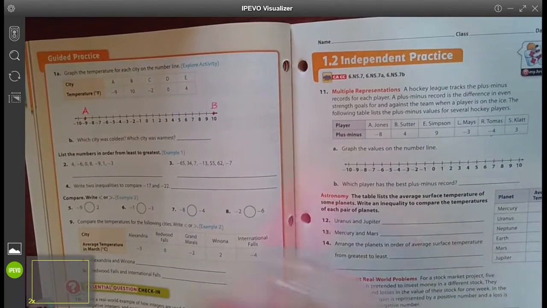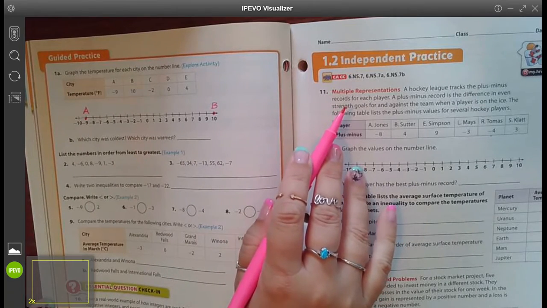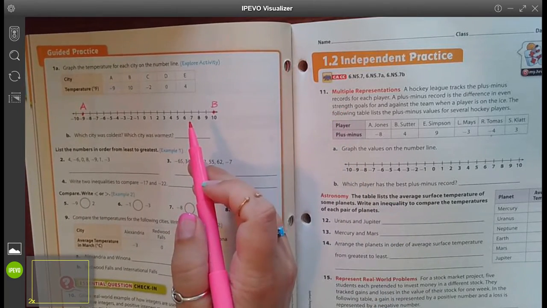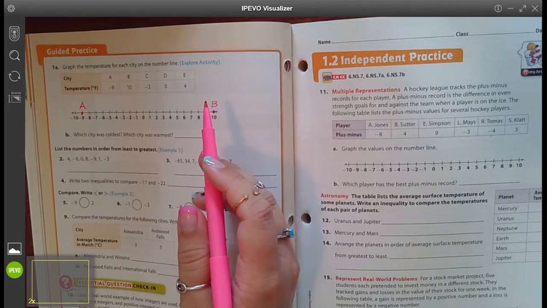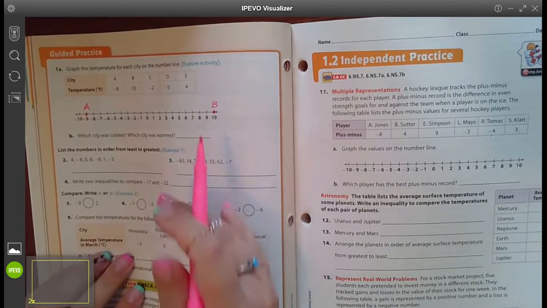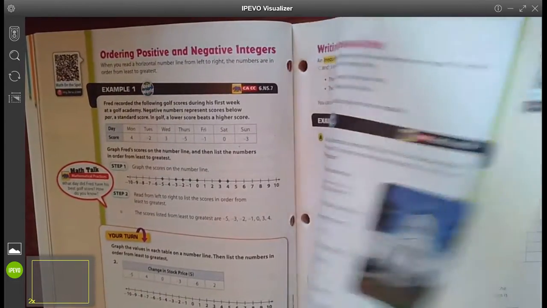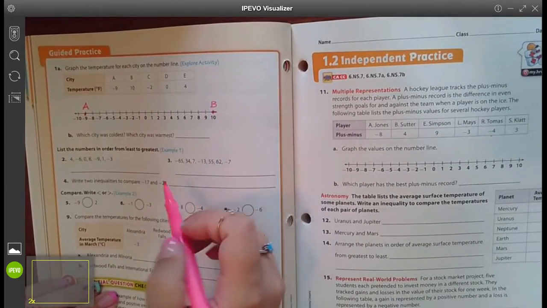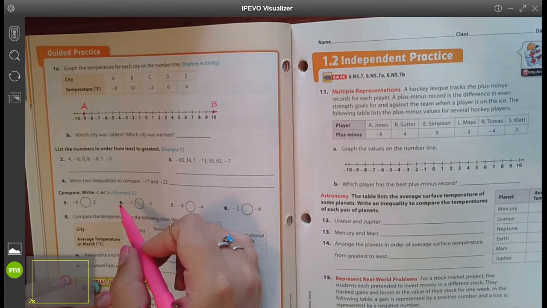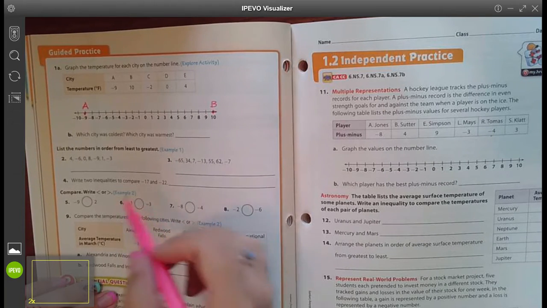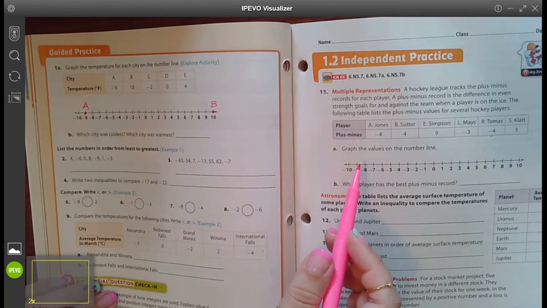You'll also notice that there's guided practice and then independent practice. Guided practice is similar to examples that they did in the notes on previous pages. So this is like the explore activity, this is like example 1, this is like example 2. In the back of the book, they tend to have more answers for the guided practice, and then they have just odds for the independent practice.